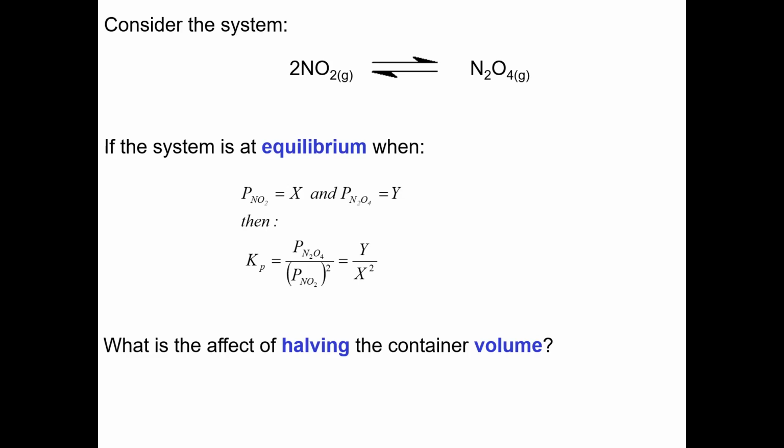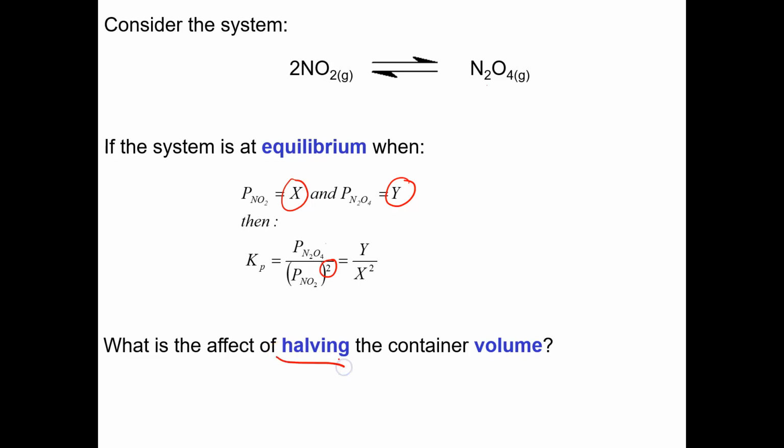So let's look at this system. We have the dimerization of NO2 to form N2O4. Say that the system comes to equilibrium with the pressure of NO2 equaling X and the pressure of N2O4 equaling Y. When we're at equilibrium, Kp is the pressure of our product divided by the pressure of our reactant squared. So this would be Y over X squared.